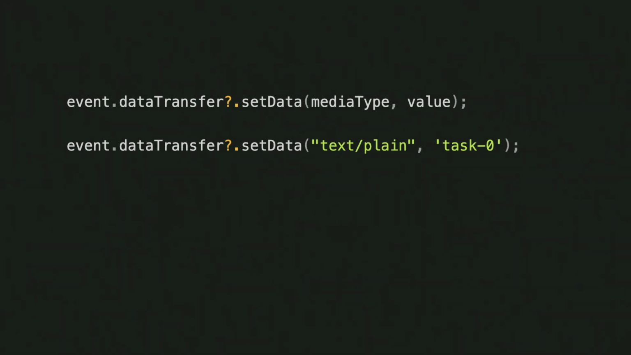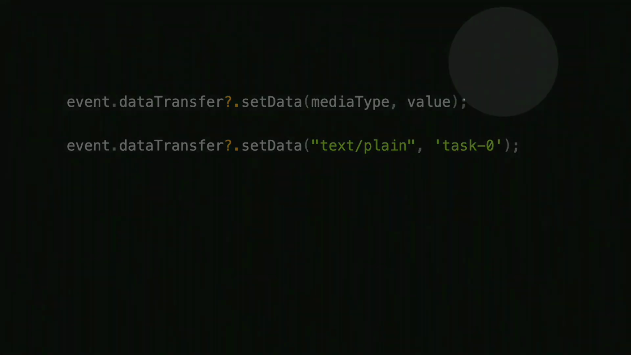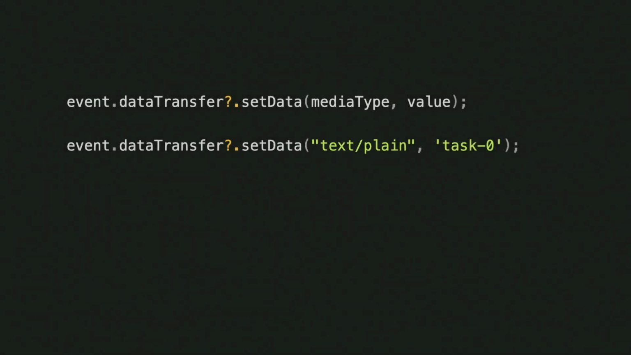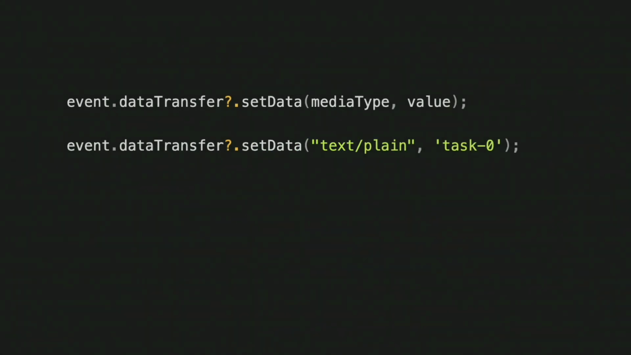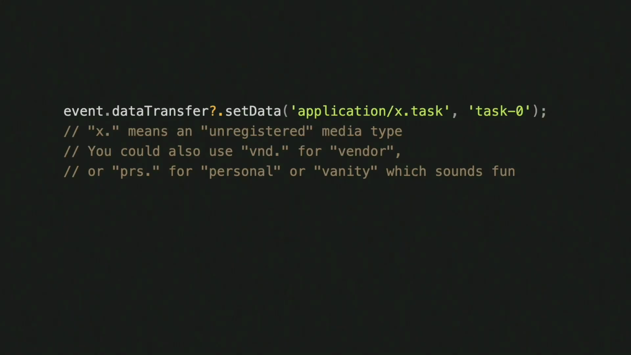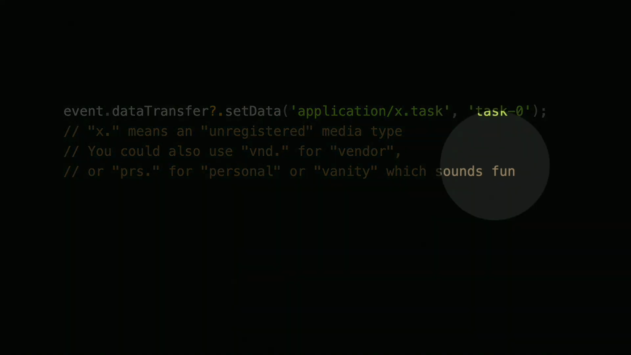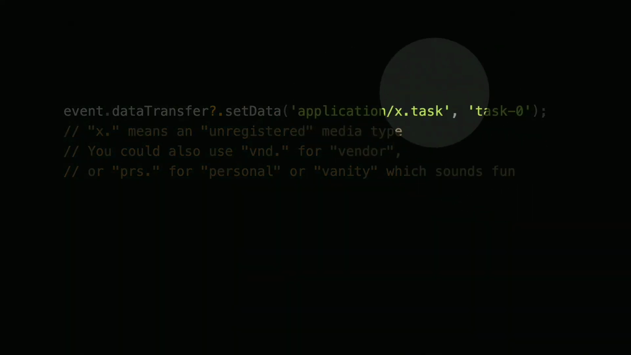Now, this is how you attach. The web platform has a data store that you can put data into associated with the drag. Awesome, right? You specify a media type, which is kind of very weird, but you go, okay, I want this to be text/plain, and its value is task 0. Cool. You can also specify your own custom types if you don't want to use the more generic ones. So you can say, hey, this is a task.